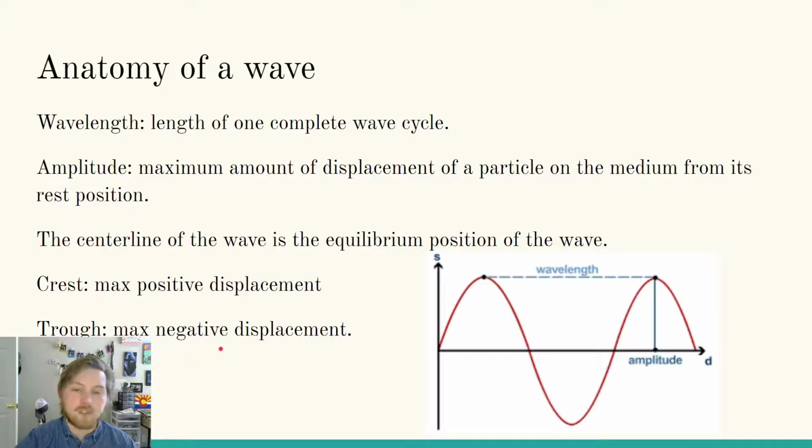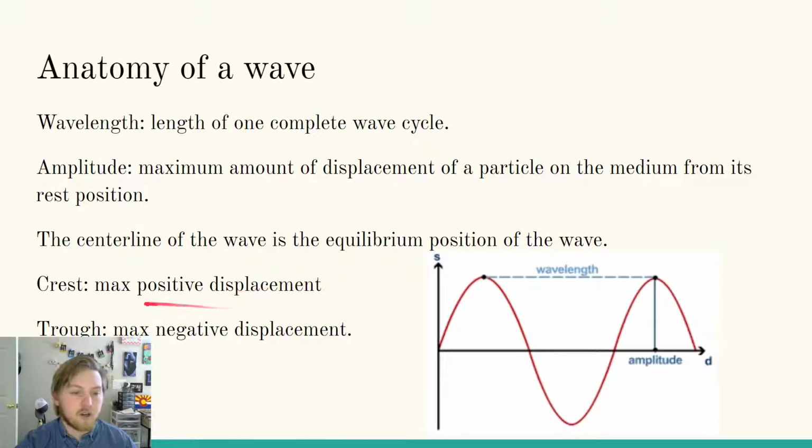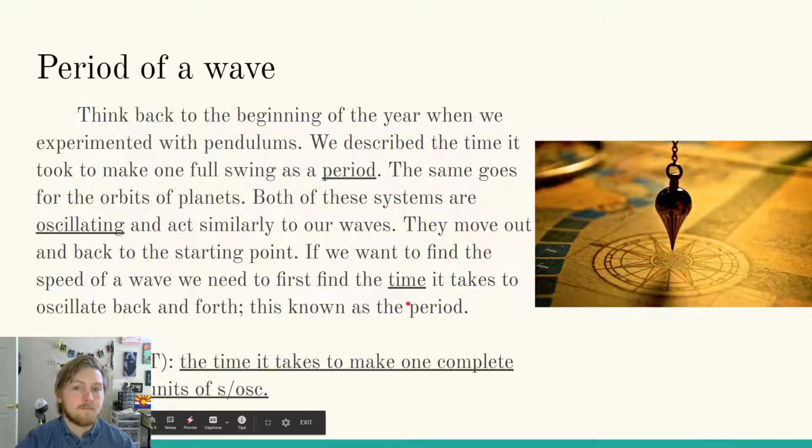There's a couple of different terms you can use for this, crest and trough. You could also use mountain and valley or hill and valley. When it's in the positive area, we call that the max positive displacement, so things like crest, mountain, hill. A trough is going to be the max negative displacement, or we could call them valleys as well. All right, so those are a couple of pieces about waves, the anatomy.